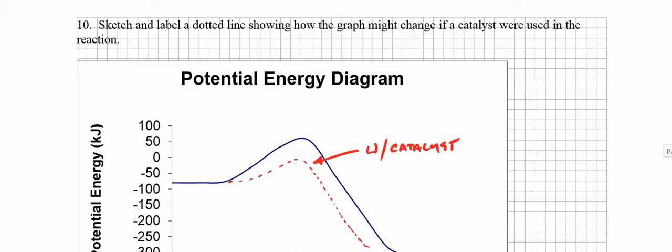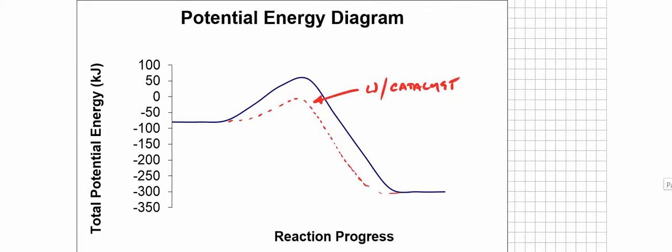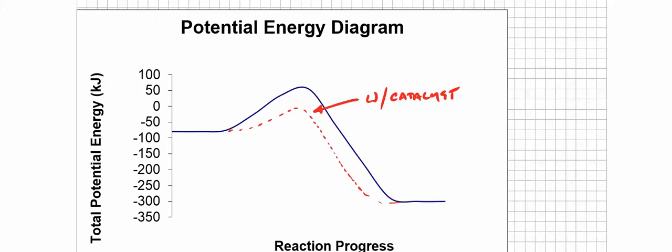Number 9 says, sketch and label a dotted line showing how the graph might change if a catalyst were used in this reaction. Let's talk a little bit about what a catalyst is and what a catalyst does. A catalyst speeds up the rate of the reaction and makes the reaction go faster. There are literally thousands and thousands of them in our bodies because without them we could not survive. It's required for energy transfer to happen quickly.